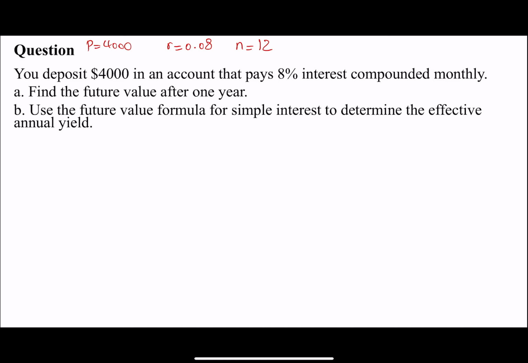First of all, it says find the future value after 1 year. After 1 year, let's find the future value. We know that for compounded n times a year, future value is principal times 1 plus r over n to the power of nt. So future value is principal 4,000 times 1 plus r 0.08 over n is 12, to the power of n, 12, times t, which is 1.